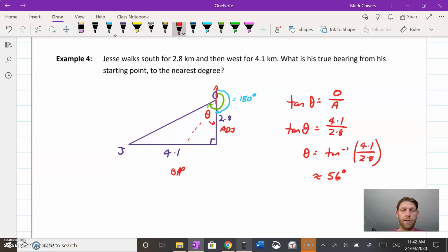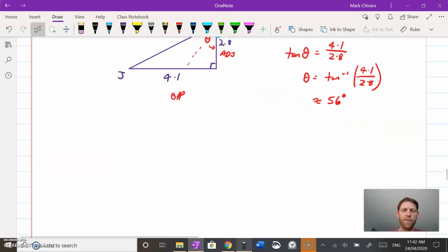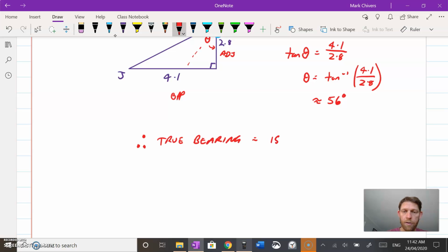Now, that's not our answer. Really important. The question was, what was his true bearing? All we've done is find this angle in here. So we need to go a little bit further. So we say something like, therefore, the true bearing equals 180 degrees plus theta, which is 180 degrees plus 56. And that's going to equal 236 degrees. So that's our true bearing of that point.